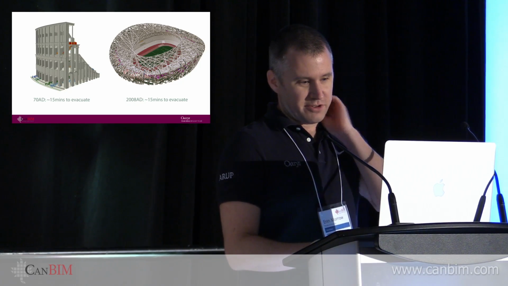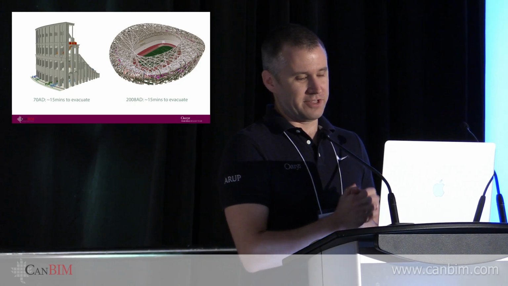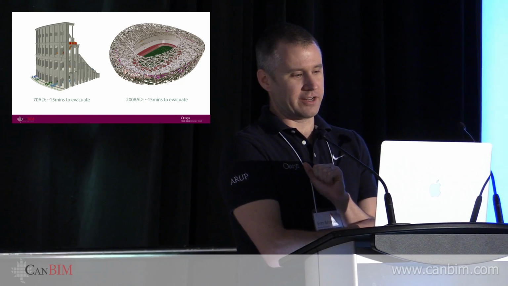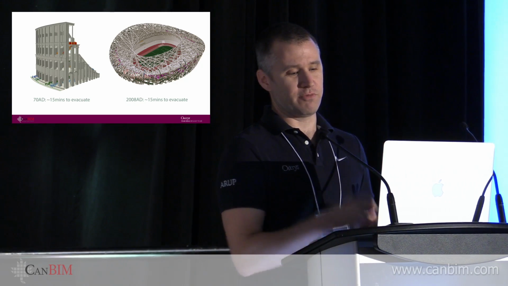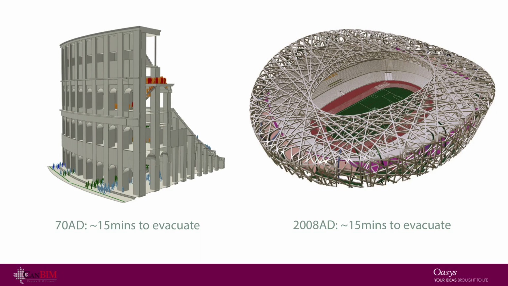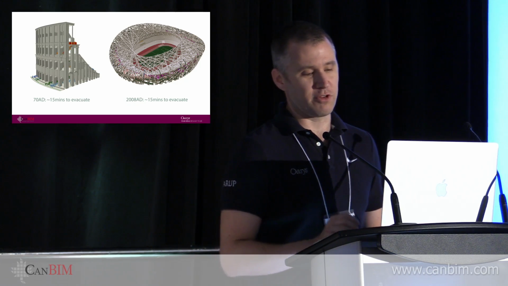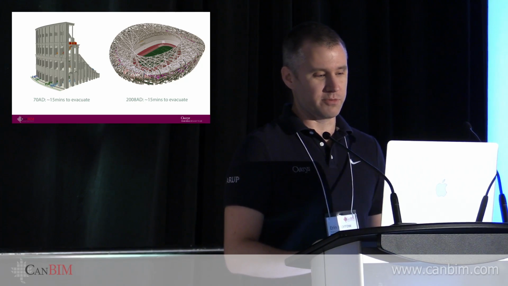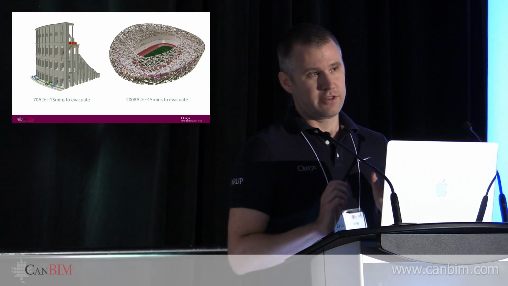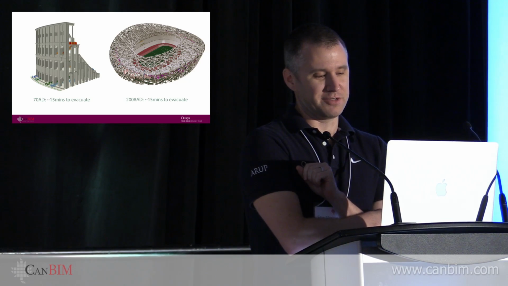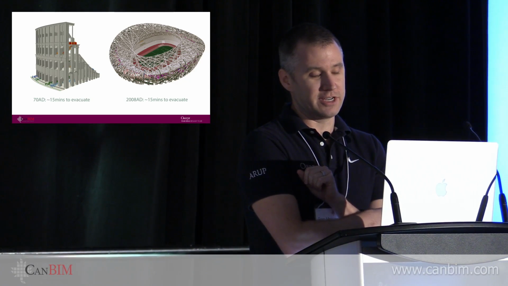I've had the opportunity to look at a few different things in crowd simulation over the years, and one of the case studies that we did a few years back was looking at the Colosseum in Rome versus the Beijing National Stadium. So 2,000 years difference between these two buildings. The Beijing National Stadium is bigger, in fairness. There are a lot more people in there than there were in the Roman Colosseum, but they still both took about 15 minutes to evacuate, according to our crowd simulations, which I thought was quite interesting.